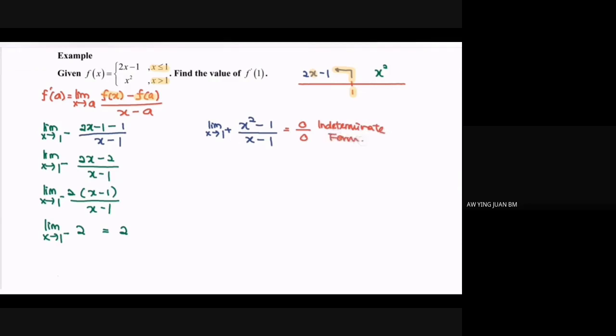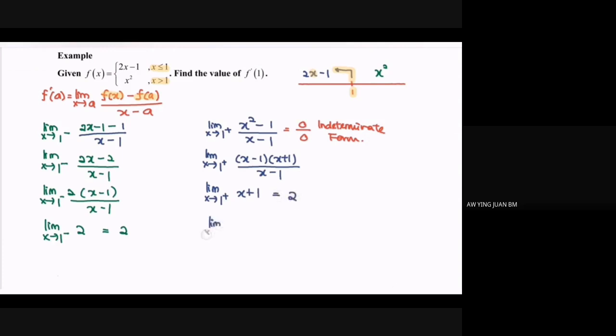So in this part, I'm going to factorize the situation, and we will have limits when x approaching 1 from the right, x minus 1, x plus 1 over x minus 1. So after we simplify the situation, we will have limit when x approaching 1 from the right, x plus 1. And we will have approaching value 2.